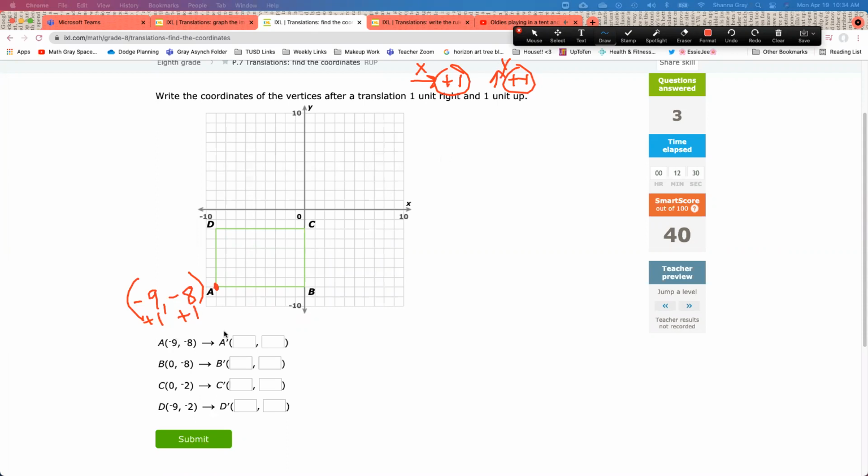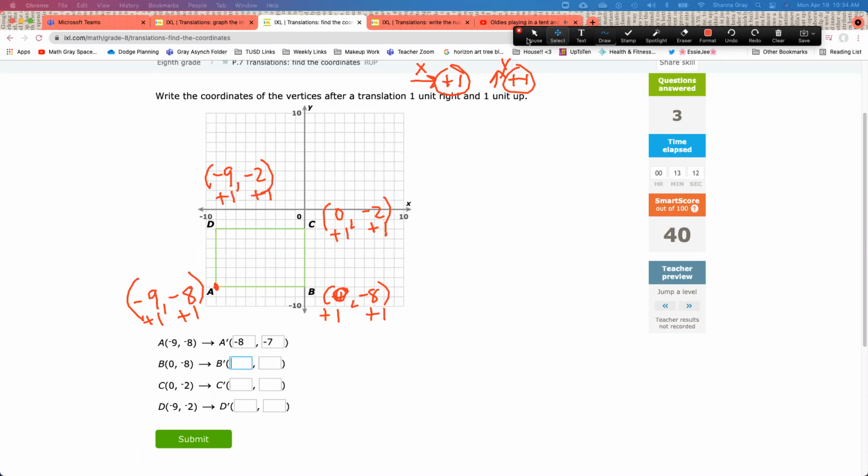If I add 1 to each one of these, I end up with my A. -9 plus 1 means it'll be at -8. And then -8 plus 1 means that'll be at -7. So you could do that for all of these. So if I went through and said, okay, well then B is at 0, -8. Be careful, very easy to make a mistake there. If I add 1 then to both of those, I could get the answer. For C, I'm at 0, -2. So I can add 1 to both of those. And then for D, I'm at -9, -2. So I can add 1 to both of those.